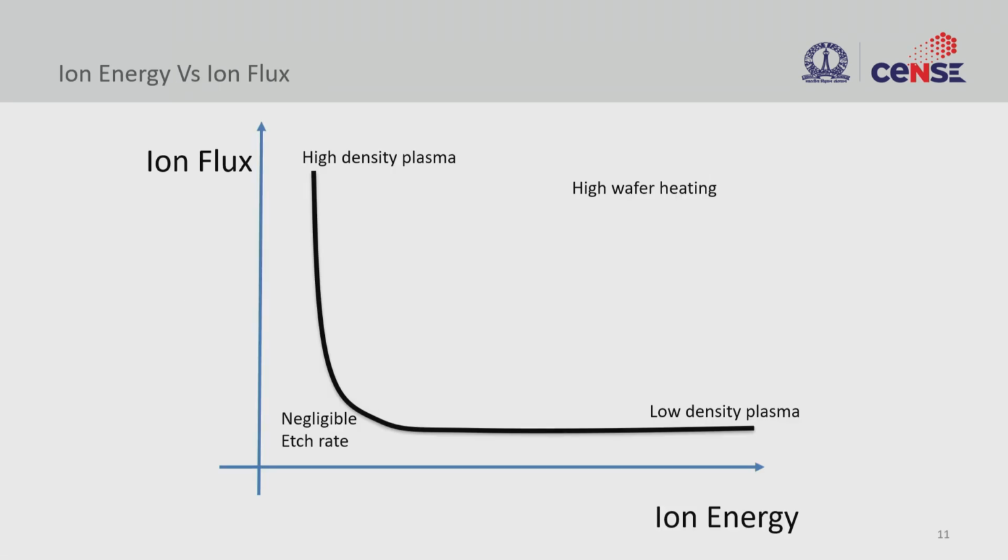And there is an important process relation we should understand, the one we constantly talk about, ion energy and ion flux. We need to control both ion energy and ion flux. So let us see why we need to do that. Let's take ICP as an example.